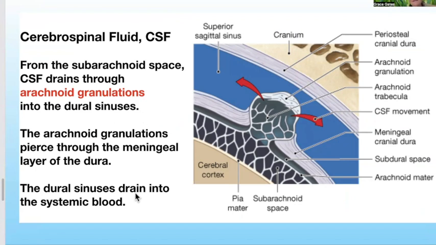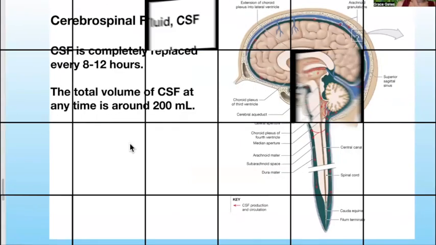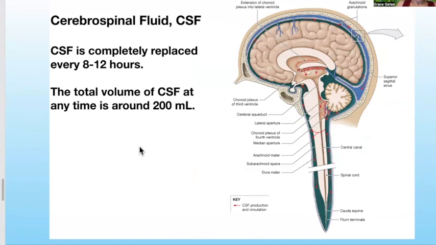The arachnoid granulations pierce through the meningeal layer of the dura, and then from the arachnoid granulation, the cerebrospinal fluid joins the blood that is in the dural sinuses and is returned with the blood to the systemic blood, through the system of dural sinuses into the internal jugular vein and then into the superior vena cava and then the heart. CSF is completely replaced every 8 to 12 hours, and the total volume is usually around 200 milliliters. So, not tons, but not an inconsiderable amount if you have an idea of what 200 milliliters looks like.